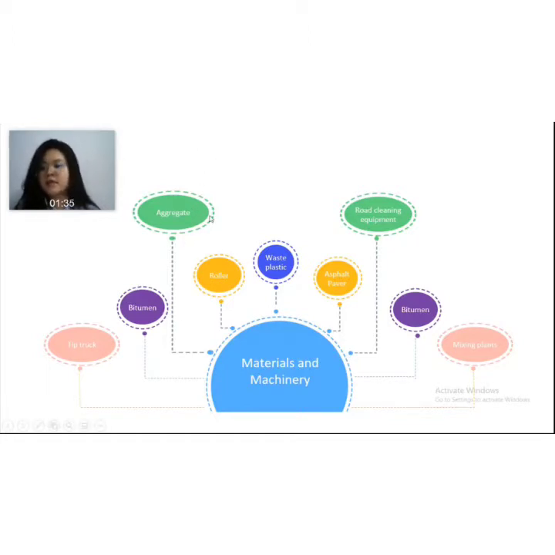Firstly, the aggregates. The aggregates play an important role and must reach the JKR standard in this process. Second, the bitumen. Bitumen acts as a binding agent which binds the aggregates to produce a strong mixture. And the waste plastics, which are LDPE, HDPE, PET, and polystyrene, are used in this construction process. PVC is not recommended for use in the process because it will release a high level of dioxin.